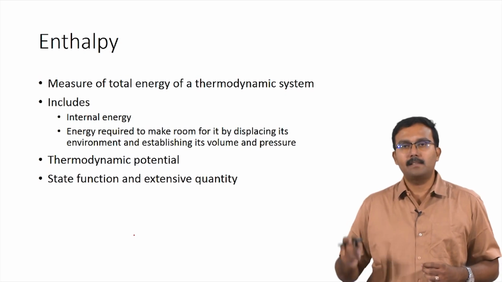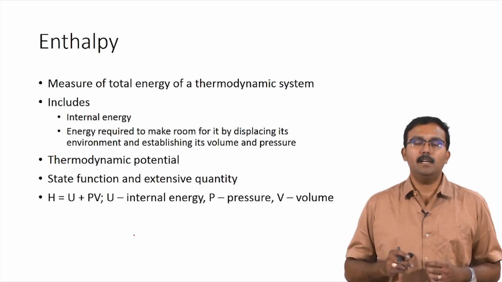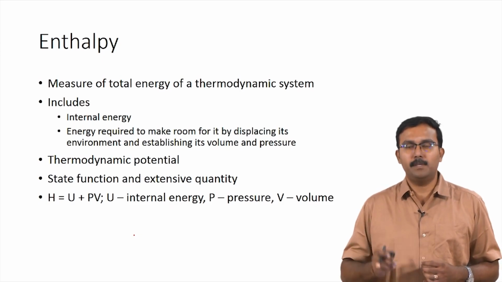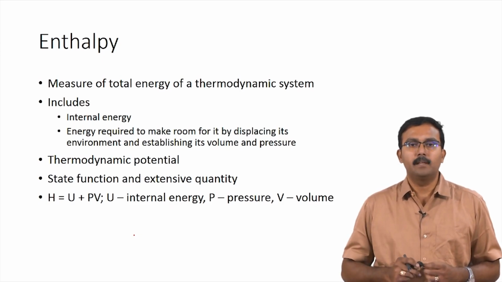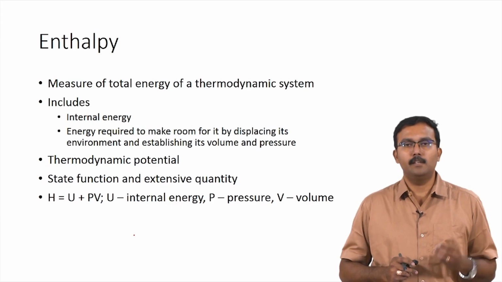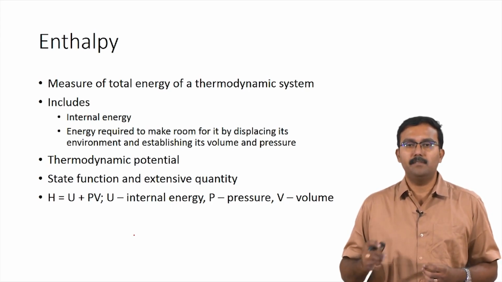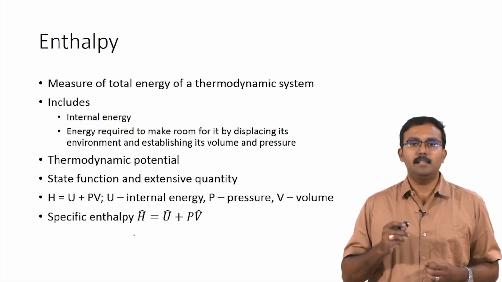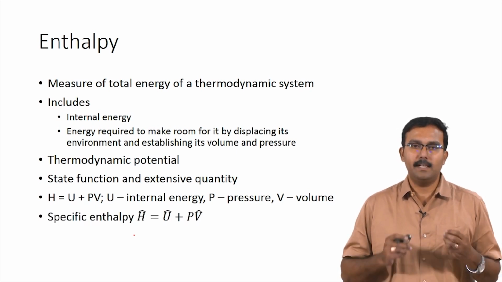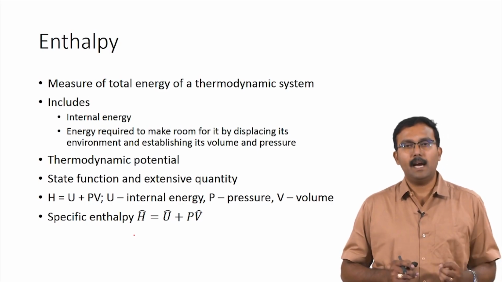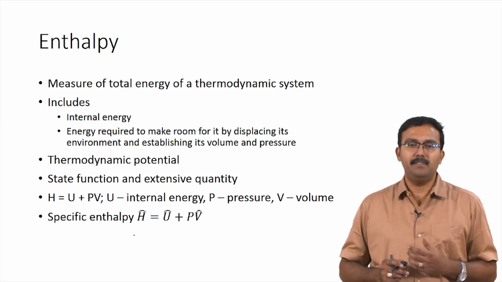However, it is also an extensive quantity which can be converted into an intensive quantity by dividing it by mass to get specific enthalpy. So, enthalpy is given as U plus PV, where U is the internal energy, P is the pressure and V is the volume. As I already said, specific enthalpy, which is the intensive property, can be calculated as H cap equals U cap plus P V cap.